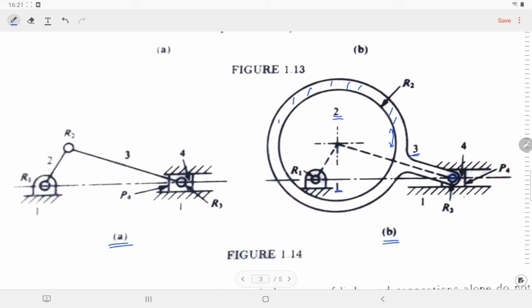This looks very complicated, but there's nothing confusing. It is nothing but a slider crank mechanism, just looking different, in a disguised manner. So we should know how to convert such complicated looking mechanisms into simple mechanisms like this, so that we can analyze things easily.